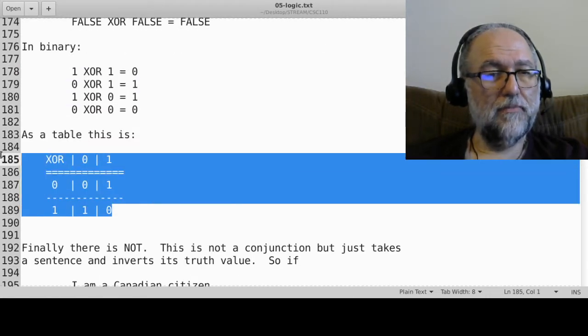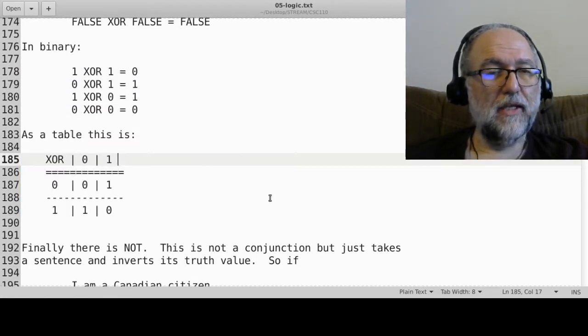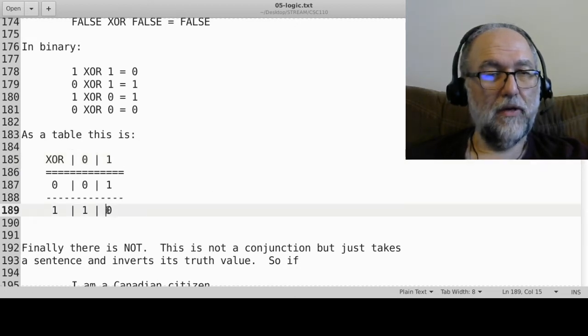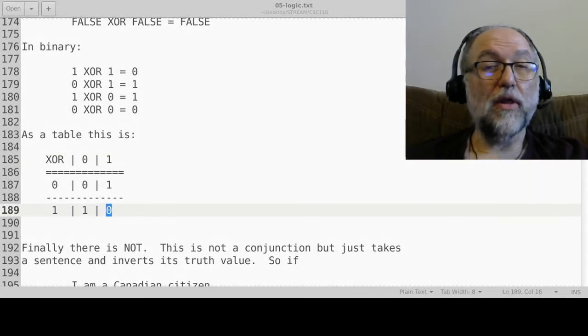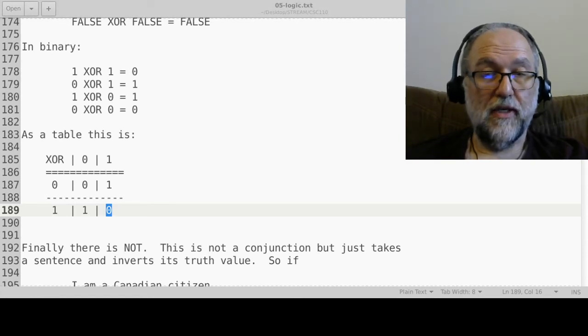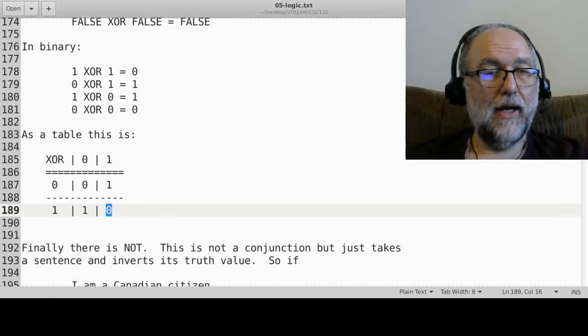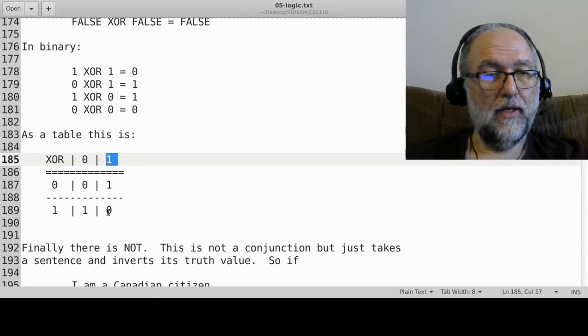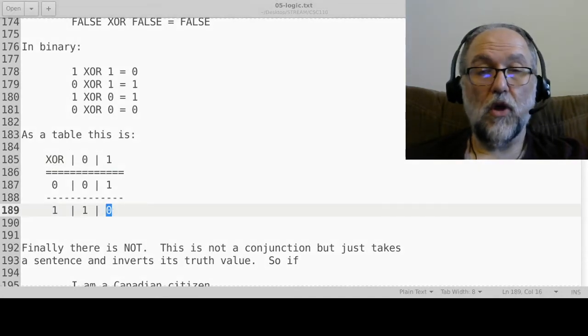And here it is as a table, okay? And you can see this table looks exactly like OR, except right here, okay? For the OR, that would have been a 1. For exclusive OR, it's a 0. Why? Because 1 exclusive OR 1 is 0. All right, there you go.